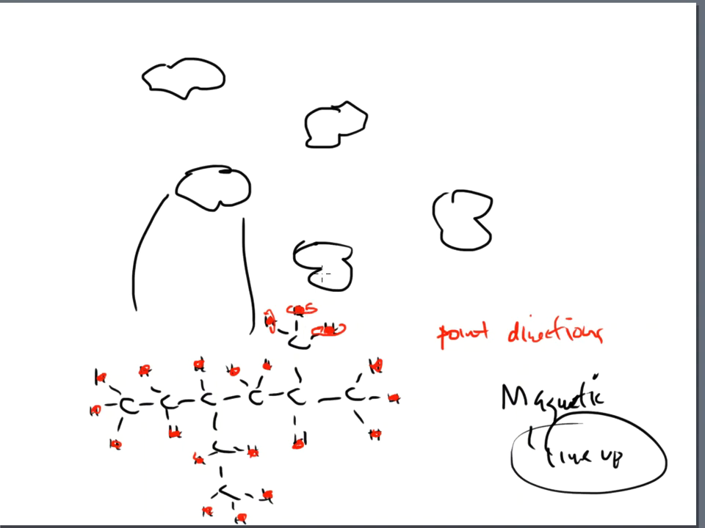All of their spins are going to be pointed in the same direction. So that is the purpose of the magnet. Spins in the same direction. Without the magnet, we would not be able to do this on that molecule.